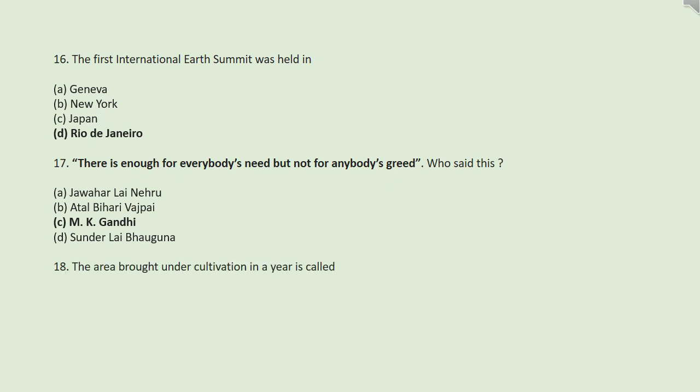Question 18. The area brought under cultivation in a year is called A. Fallow land, B. Cultivable land, C. Net sown area, D. Gross sown area. Option C is the right answer. So the area brought under cultivation in a year is called net sown area.